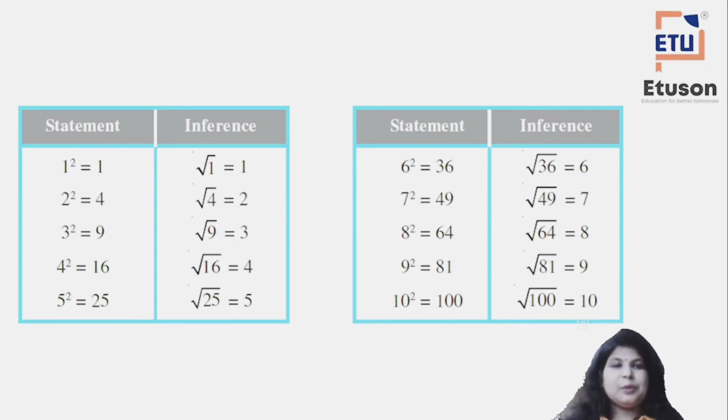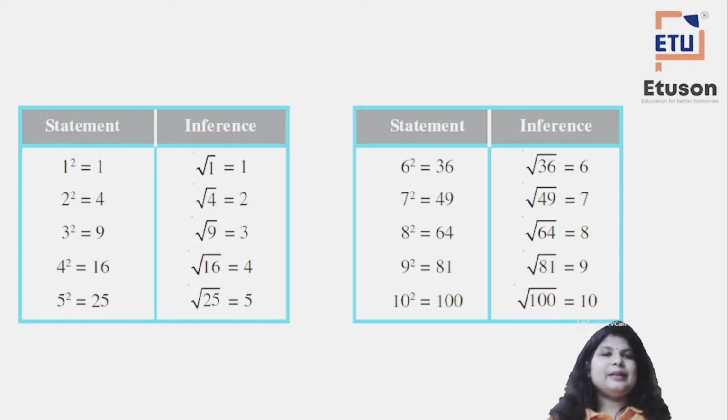So these are some more examples of square, and the inverse of that is square root. Like 1 square is equal to 1, then square root of 1 is equal to 1. So the symbol which is used here is the square root symbol. This is the square root symbol.